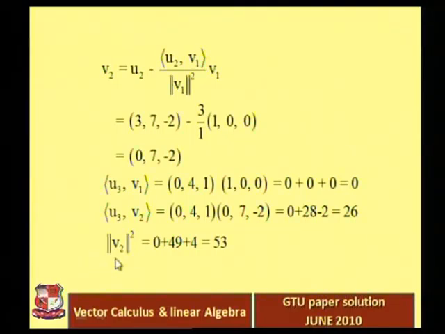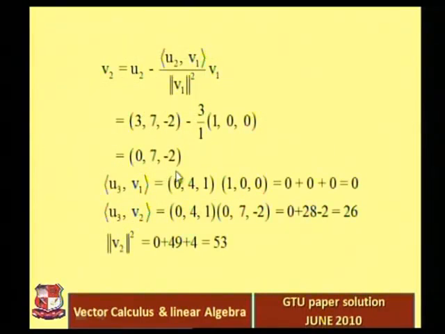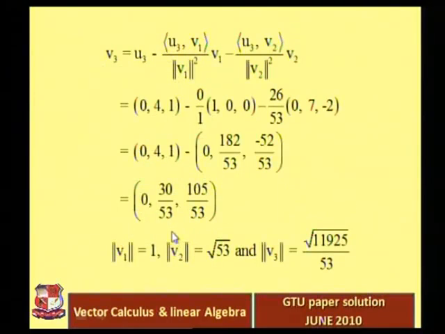Now find norm V2 square. What is norm V2 square? Here is our V2, which is (0, 7, -2). So norm V2 square is 0 plus 49, 7 square, right? That is 49 plus (-2) square, that is 4. So 49 plus 4 is 53. Okay, put all these values in this formula.